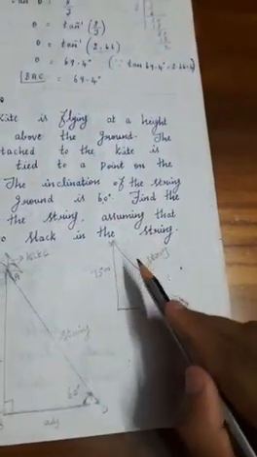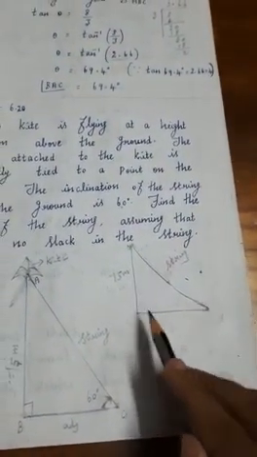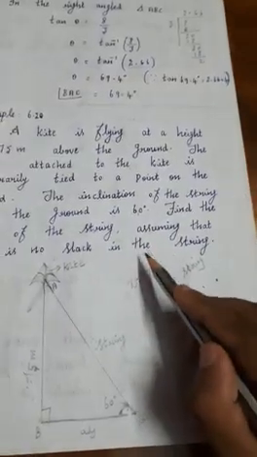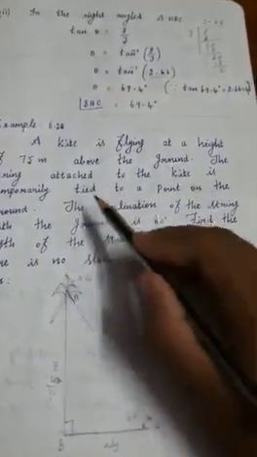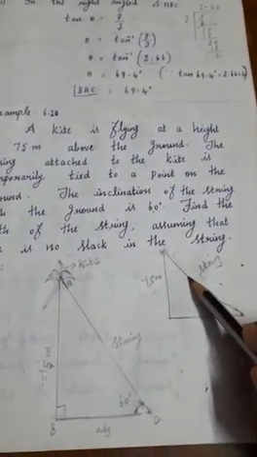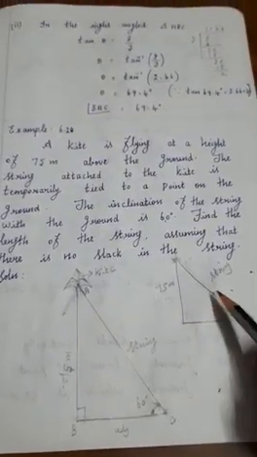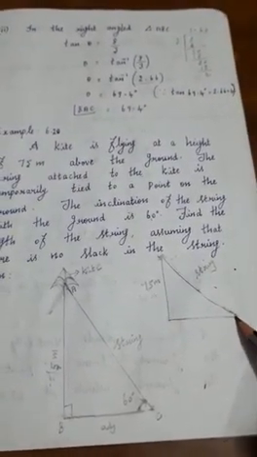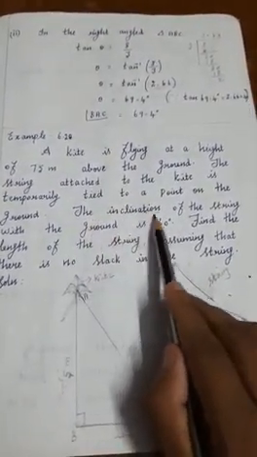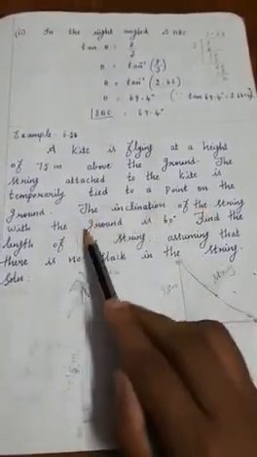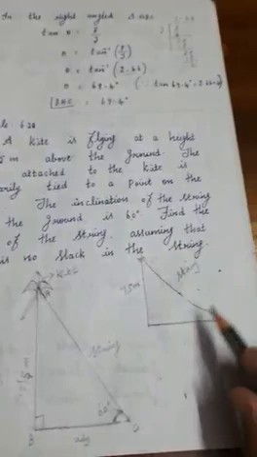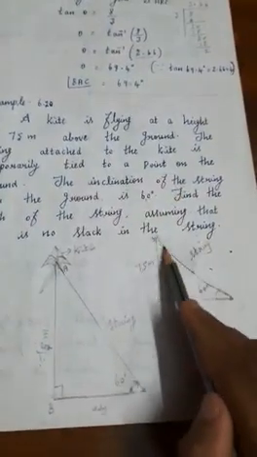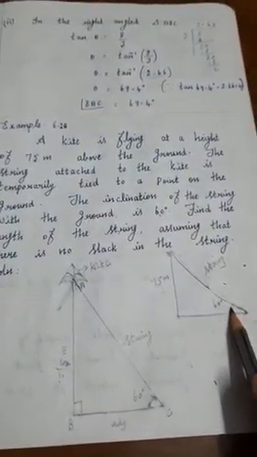So in our question, this is the ground. Above the ground one kite is flying. The height of the kite above the ground, that is 75 meter they have given. The string attached to the kite is temporarily tied to the ground. Next, they have given the inclination of the string with the ground. So this is the ground, this is the string. The inclination means the angle. The angle of this one, 60 degree, they have given.